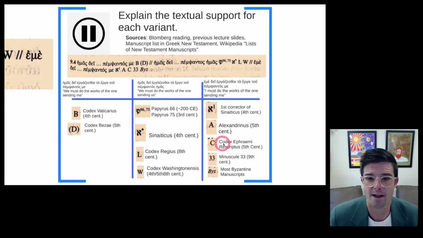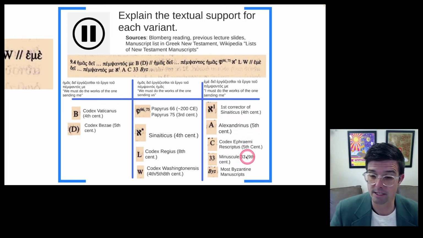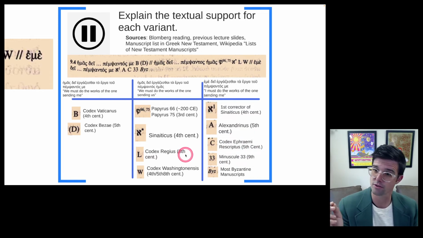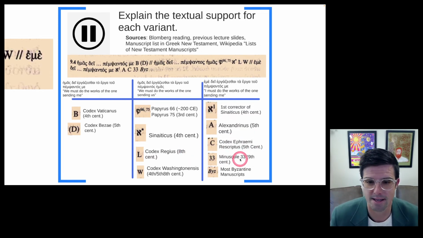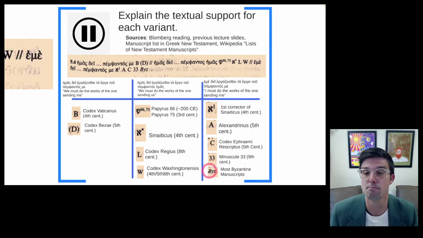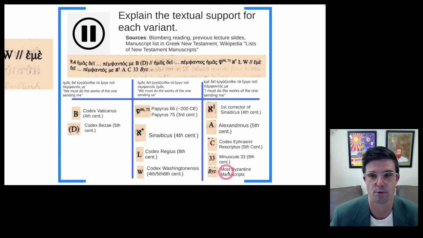Codex Ephraemi Rescriptus from the 5th century. 33 is referring to a minuscule. Remember, minuscule is that small sort of cursive handwriting from the 9th century. And BYZ is an abbreviation meaning most Byzantine manuscripts from the 9th to 14th-ish century are going to support this reading.